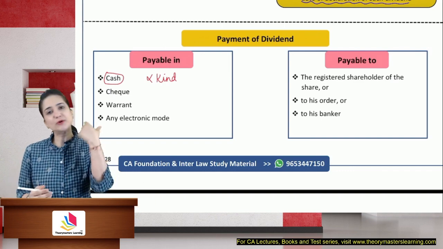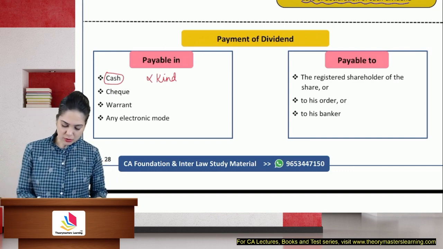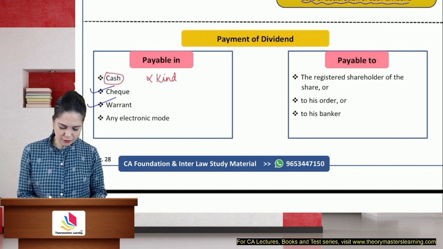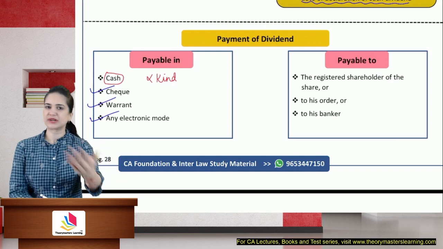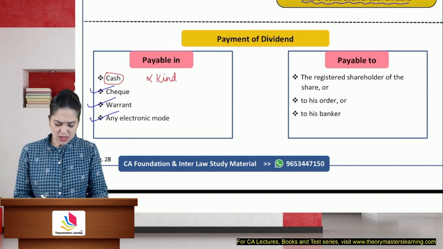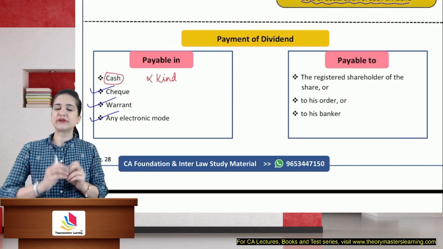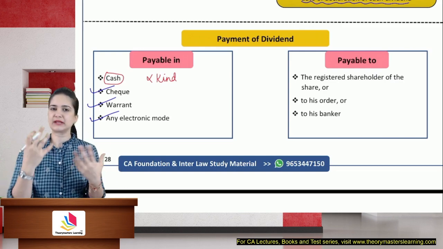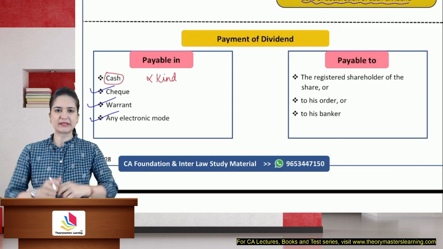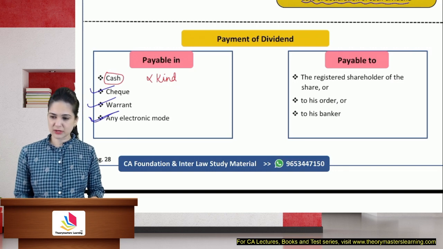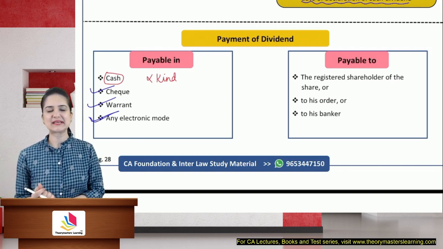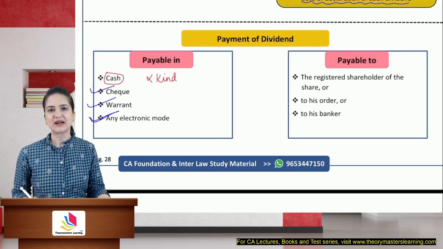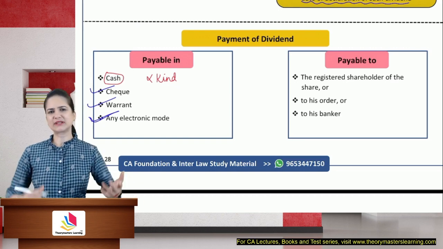You can give cash, but you can also give it by check, dividend warrant, or any other electronic mode. So we can send a check to the registered address of the members, or you can give them a dividend warrant which they will submit to the bank, and the bank will pay them the dividend. You can also use any electronic mode. Electronic mode means that it will be directly credited as NEFT in your bank account. That is what normally happens.